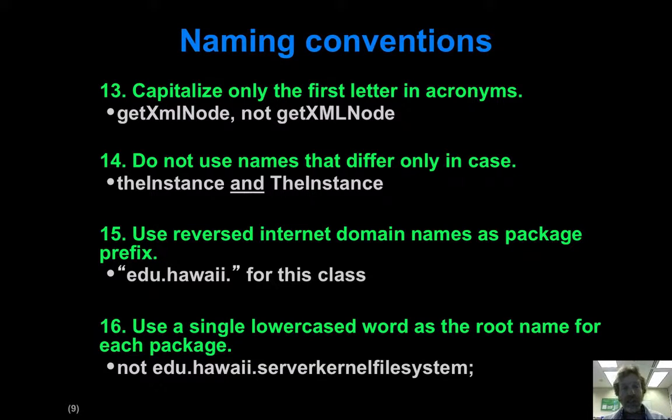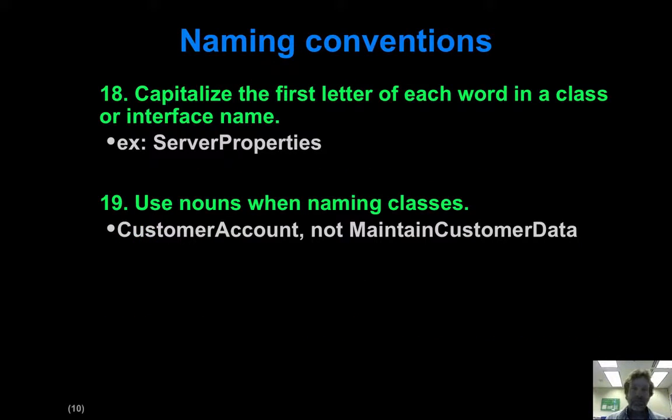For packages, use reverse internet domain names. Try to use single words for each package. If you have something like server kernel file system, it's probably not a good package name. It probably also means maybe you're grouping together a number of things that should actually be in separate packages into one package.